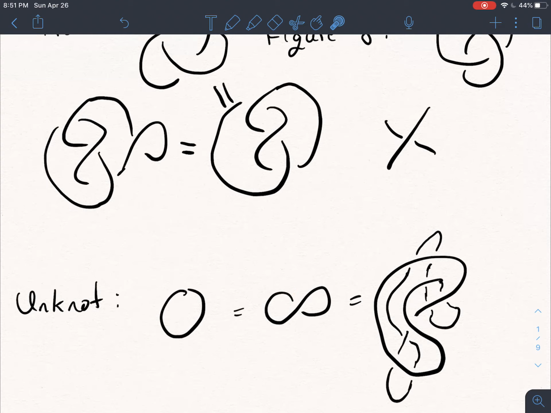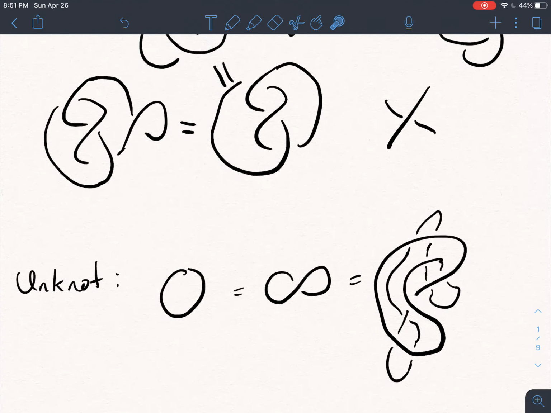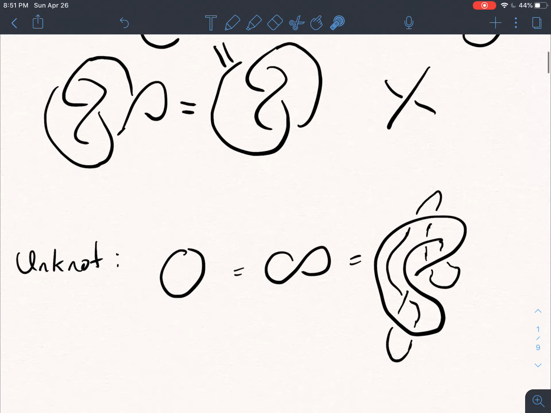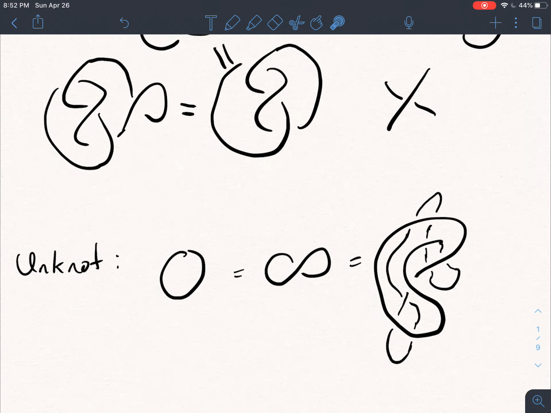The simplest knot that you could draw is the unknot. It is just a circle. Here are 2 other pictures of the unknot. Here's an actual figure 8. You could just undo one of these corkscrews right here, and this would give you the same thing. And on the right, I have a really ugly looking picture of the unknot.